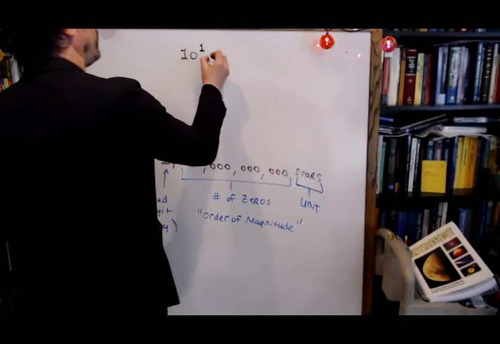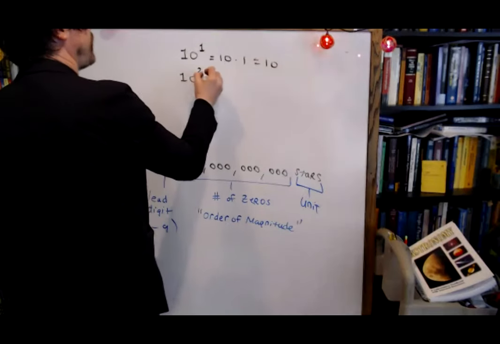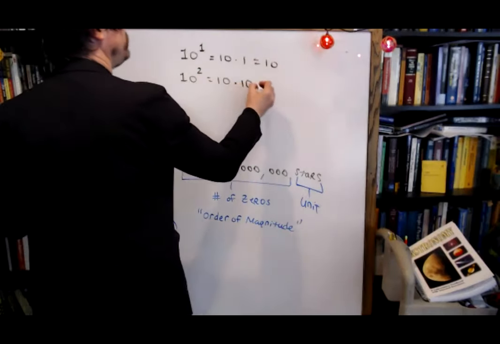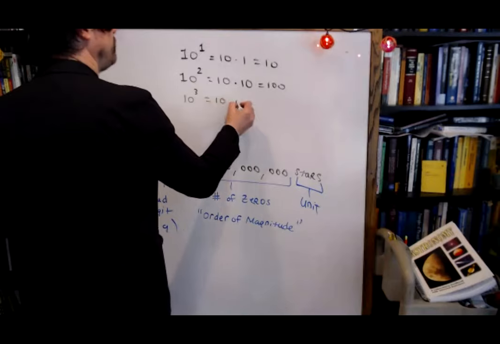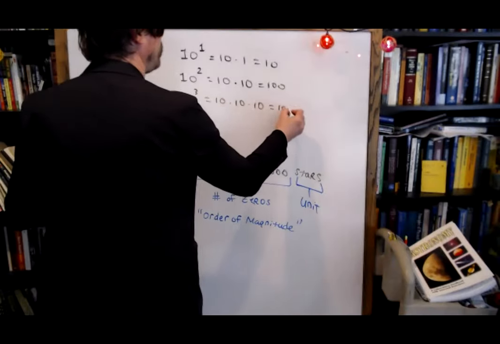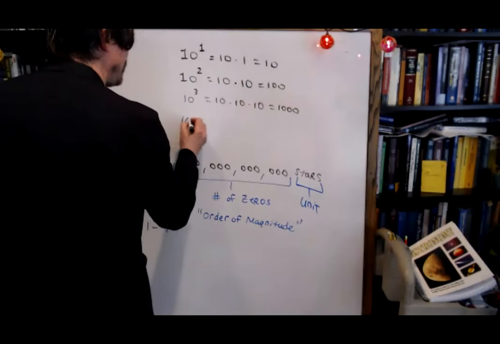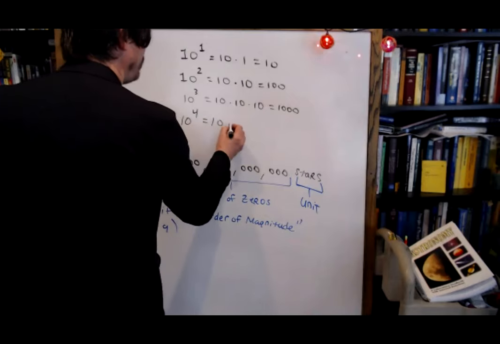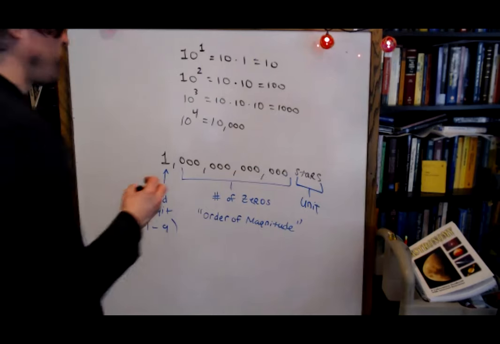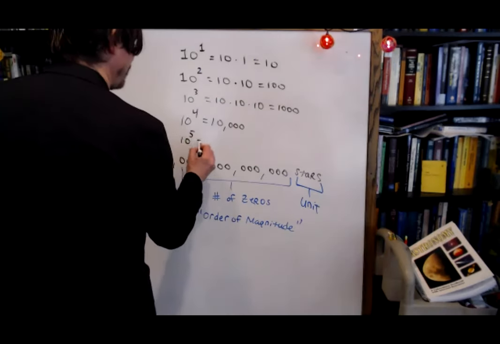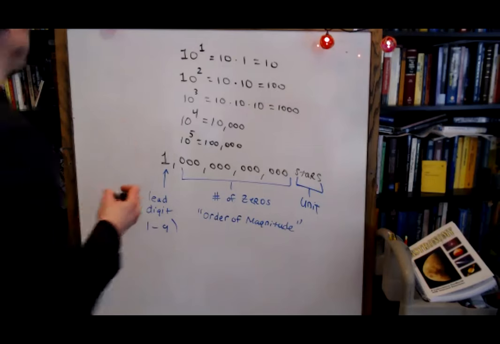10 to the power of 1 means 10 times 1, and that's 10. 10 to the power of 2 means you multiply two 10s together. That gives us 100. 10 to the power of 3 means multiply three 10s together, and that gives you 1,000. I see what's going on here. Every time I raise 10 to a new power, I get a 1 followed by that many zeros. 10 to the 4 is just 10,000 because there's 4 zeros. And 10 to the 5 is 100,000 because there's 5 zeros. Okay, class, you give it a shot.